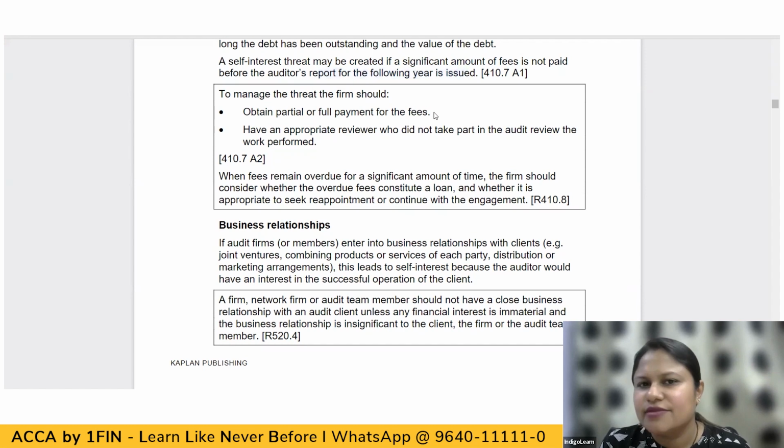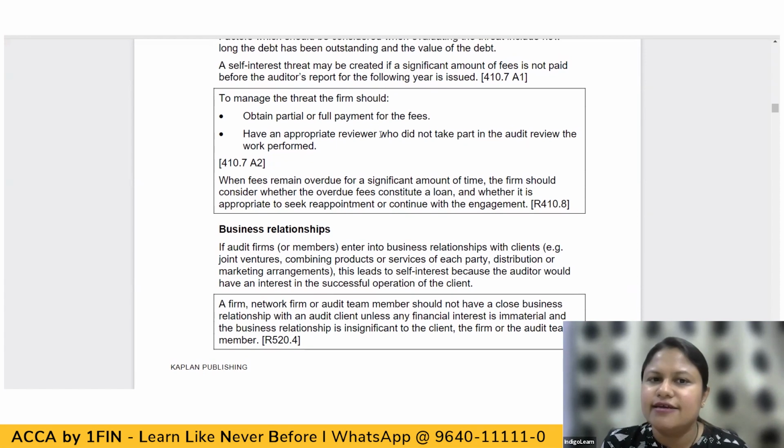Got it? Just now the example that we discussed was that only, the following year. Year 3 was the following year for us. Correct? Then to manage the threat, the firm should obtain partial or full payment of the fees. This is only on paper; it is not actually in our control. The safeguard is to try to recover the fees as and when the work is done.